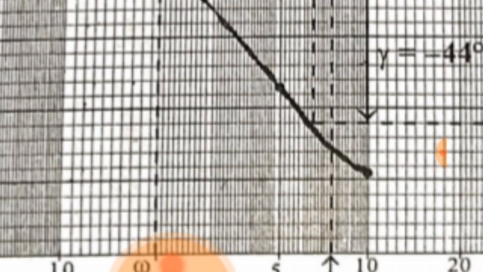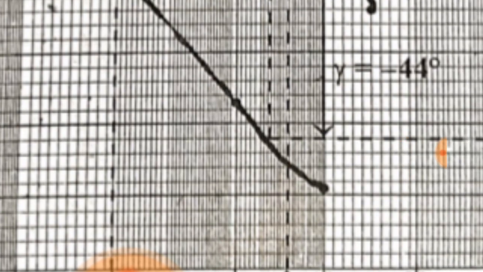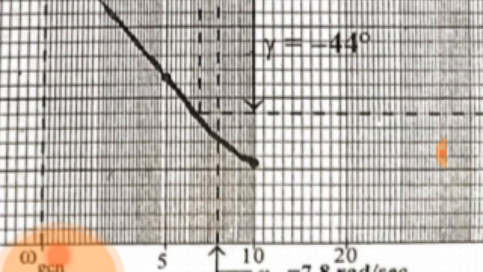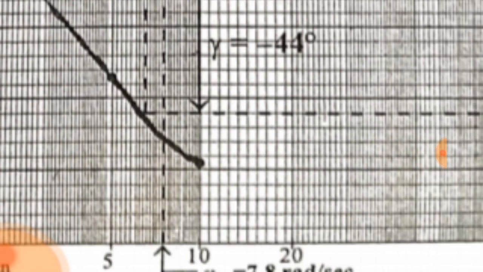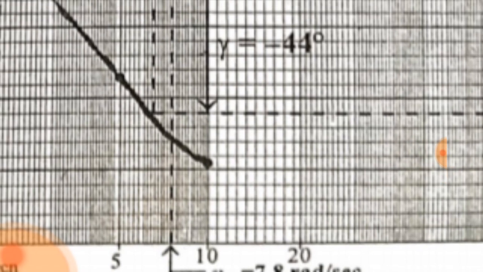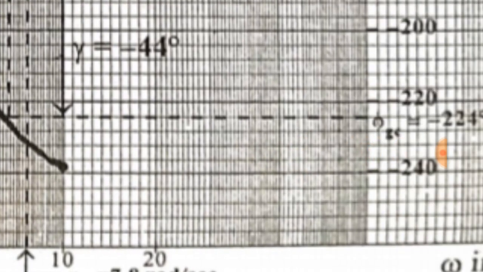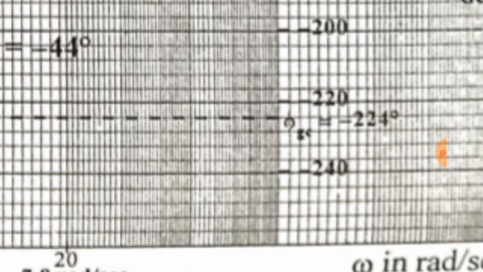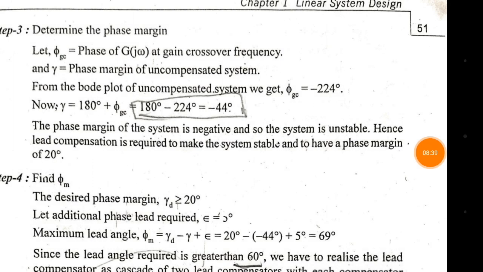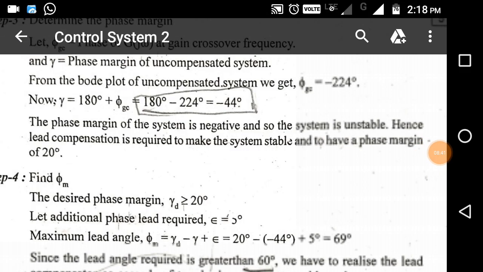So below that, look at the omega GC. You can find omega GC at that point. Omega GC is not important here, so that's why it is plotted like that. It will be a value near 7 radians per second, and corresponding to that we will get minus 224 degrees. That's the gain crossover phase value, that is phi_GC is equal to minus 224 degrees. That's what we have here.